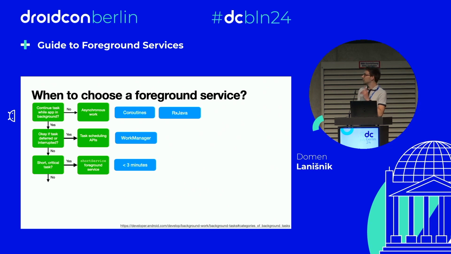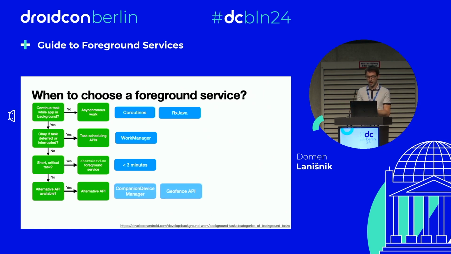If the work you have is critical and will take longer, you then need to check if there are alternative APIs available. If there are, then you should use those. For example, if your foreground service is dealing with location and you want to trigger some action when a user reaches a certain location, instead of that, you can use a geofence API. And then finally, if none of these other solutions work for you, then you can use a foreground service.